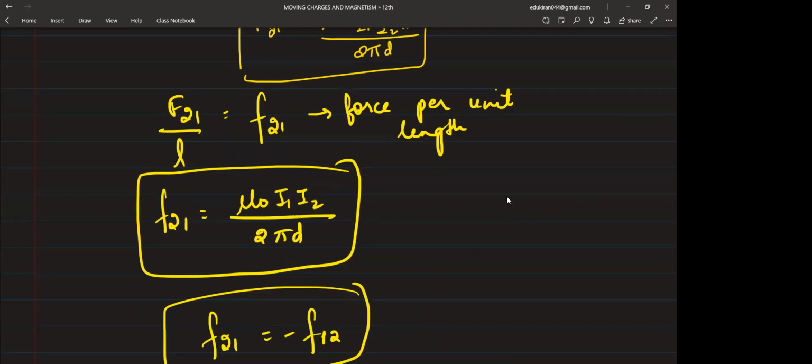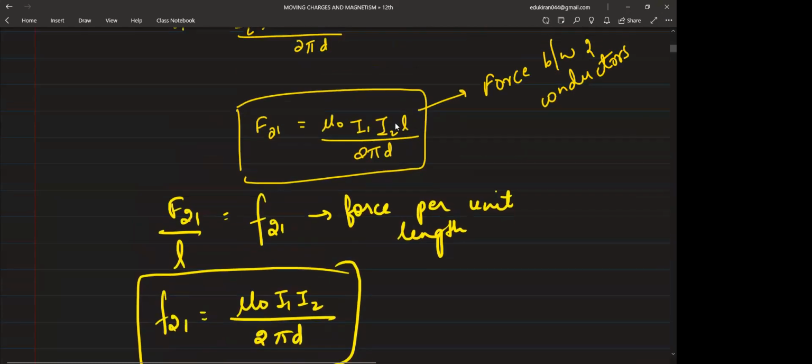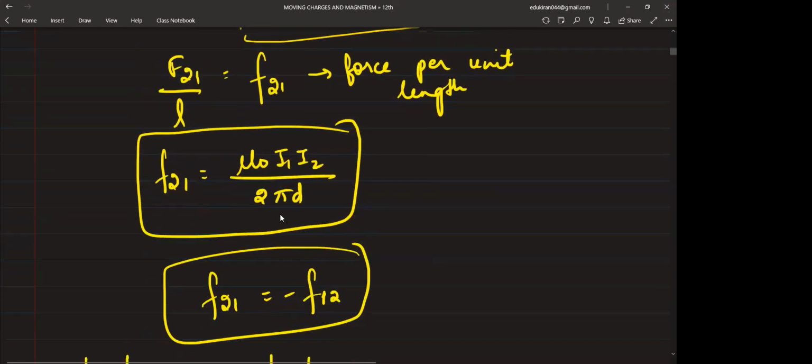Now, one thing here: the force on second due to 1, which we are calculating, if you divide by the length, if I bring this length in the denominator, it becomes force per unit length, that we represent by small f. Capital F means the single force. And when small f is used here, that means force per unit length. So in that formula, L will not come. Length won't come here. So mu naught I1 I2 by 2 pi.